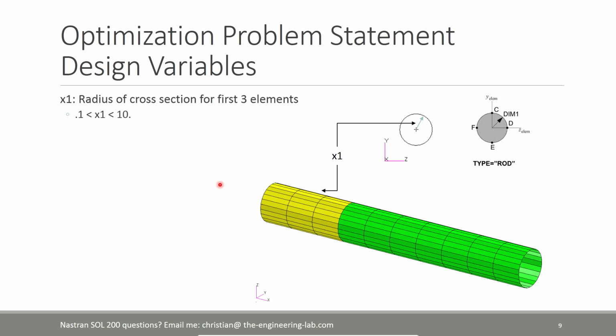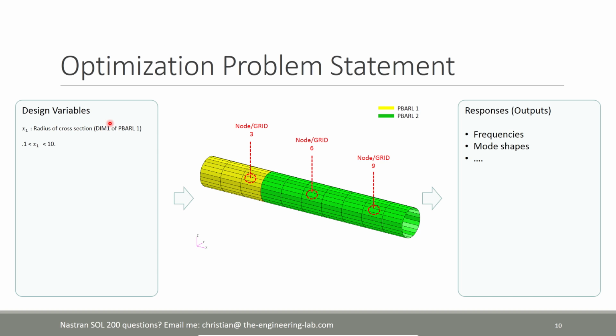So now what are we going to vary? Our design variables are the first piece of the optimization problem statement. Here, zone yellow, if you will, is represented by radius 1, and zone green has a different radius I will call radius 2. Radius 1 of the yellow section is what we are going to vary. So this I'm going to label design variable x1. We are going to let the radius vary between 0.1 and 10. And so far we've defined the first piece, which is the design variables. Now let's talk about our objective and constraints.